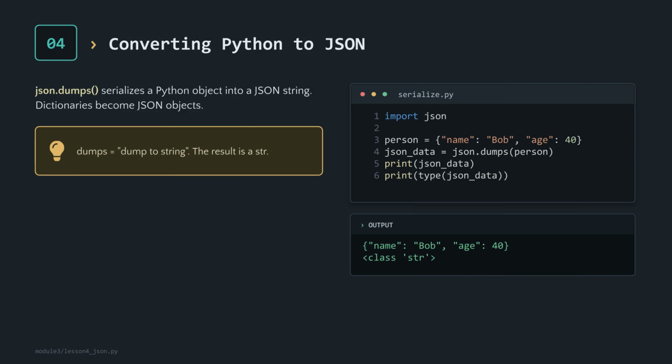Now let's go the other direction, from Python to JSON. The function json.dumps takes a Python object and serializes it into a JSON string, so a dictionary turns into a JSON object. Here we take a person dictionary with a name and age, run dumps on it, and print both the result and its type. The output looks like our data, but notice the type is now str, a plain string. The memory hook here, dumps means dump to string.